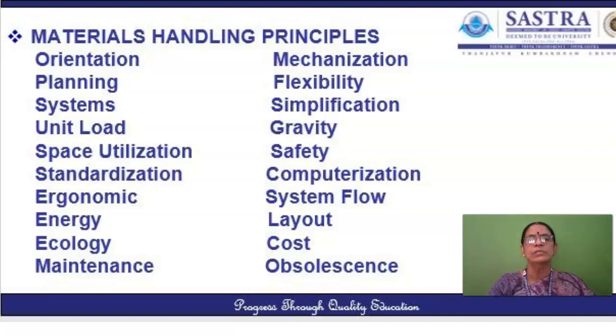The next one is the system principle. Material movement and storage activities should be fully integrated to form a coordinated operational system which spans receiving, inspection, storage, production, assembly, packaging, unitizing, order selection, shipping, transportation and handling of the returns. A system is a collection of interacting, interdependent entities that form a unified whole.